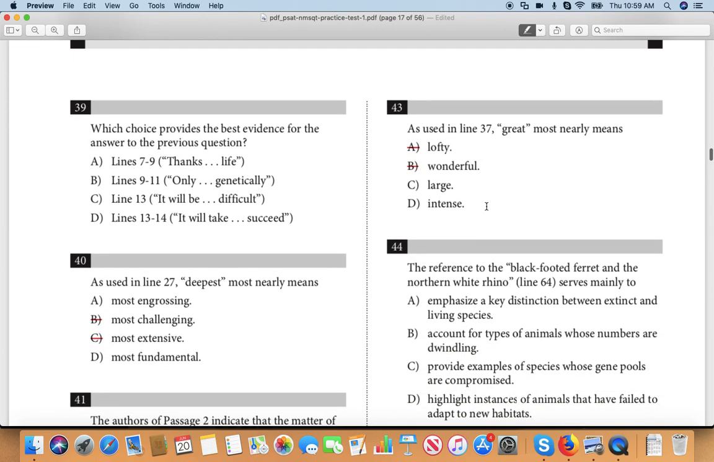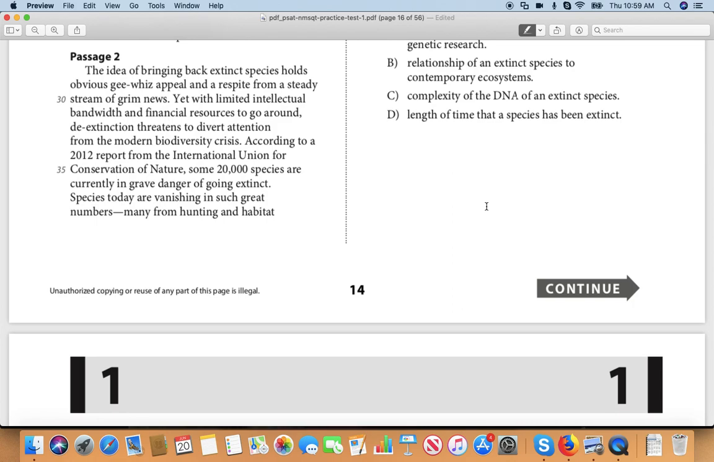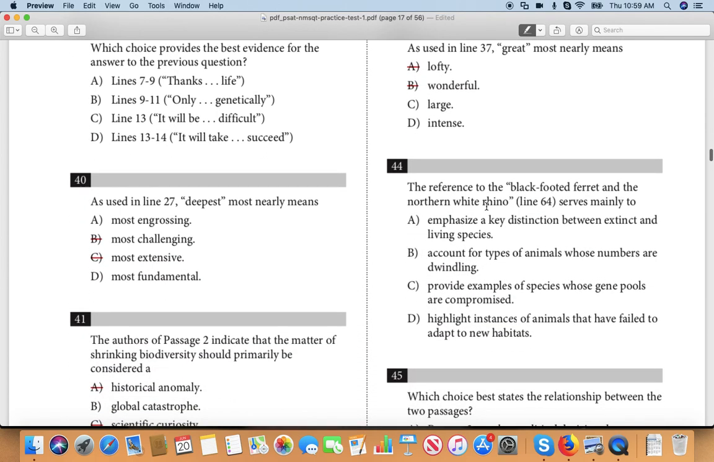All right. Try C, large. Plug it in. Species today are vanishing in such large numbers. That works. Thank goodness. Okay, try D.